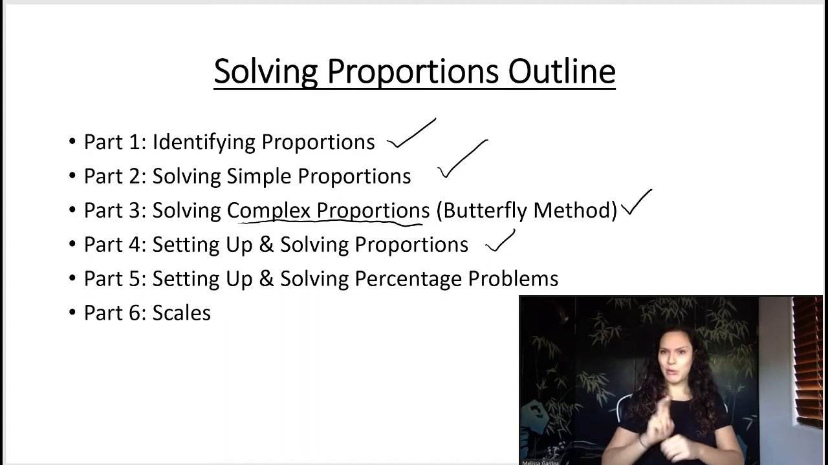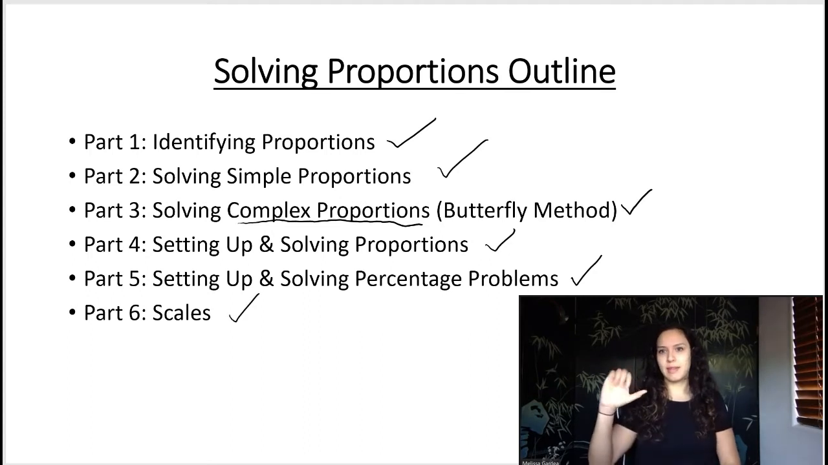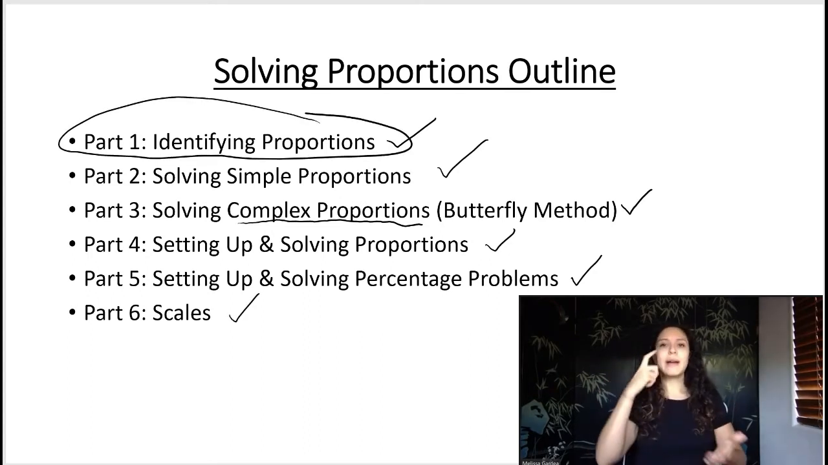Then I'm going to show you how to use percents to help you solve problems. And then we're going to use proportions in scales. So the first thing we're going to start off with is identifying proportions.